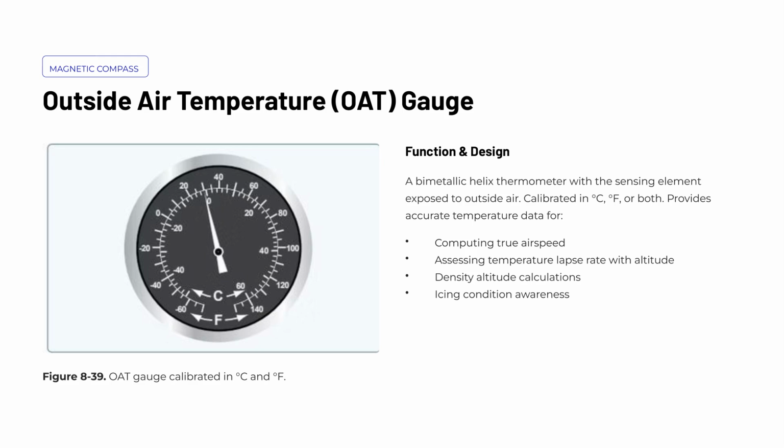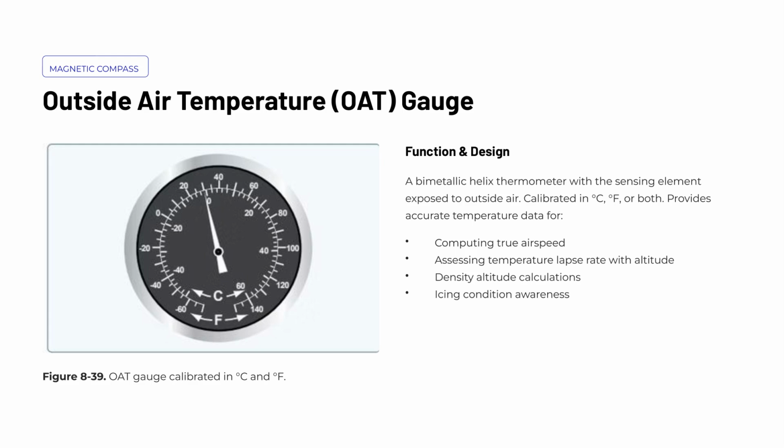Most OAT gauges are calibrated in both Celsius and Fahrenheit, making them versatile across different operating environments and international airspace. The practical value of this instrument goes well beyond simple temperature awareness. You will use OAT readings when computing true airspeed, since air density directly affects how fast you are actually moving through the air mass. It also helps you assess the temperature lapse rate as you climb, supports density-altitude calculations, and is critical for recognizing icing conditions.